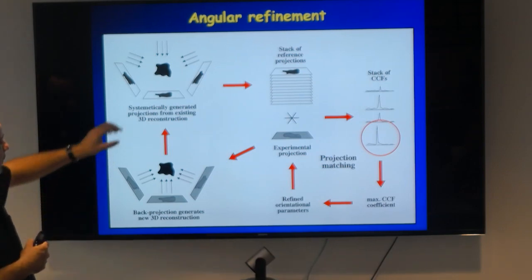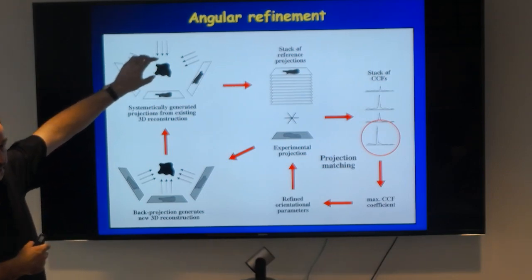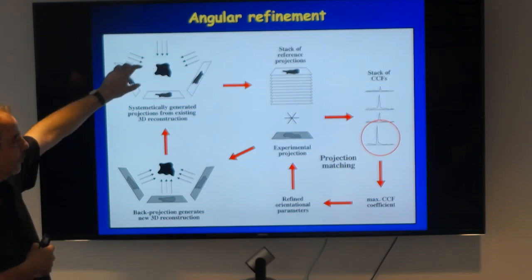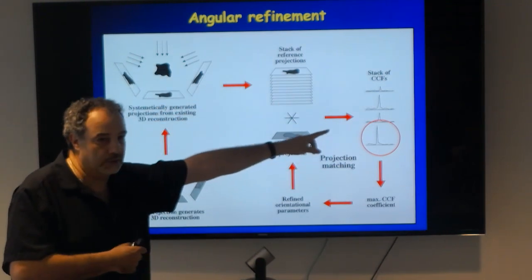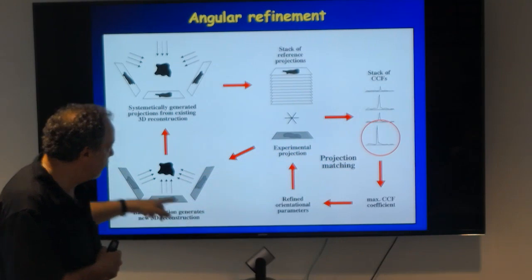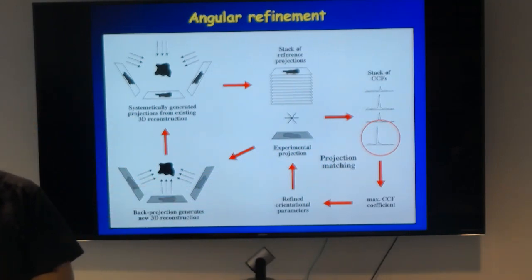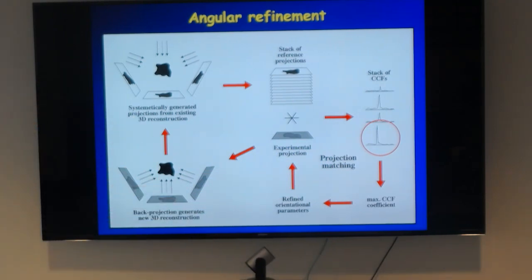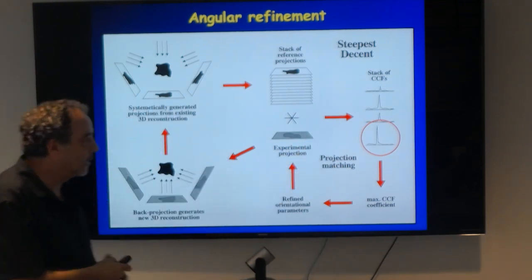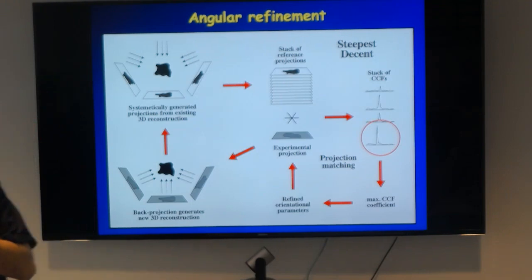The problem with this is, this will define your refinement. If this thing is wrong, it will find the best correlation to your wrong structure and will improve your wrong structure. So that's why it used to be so important that this initial map was really good. So this was called steepest descent, this refinement procedure, basically finding the highest correlating density reference projection.